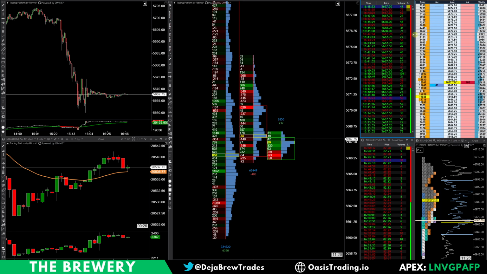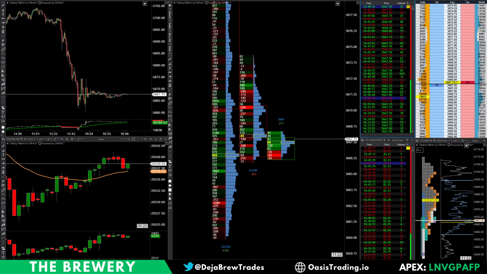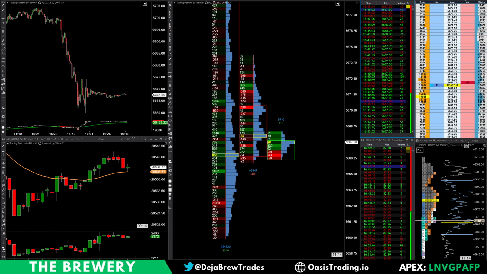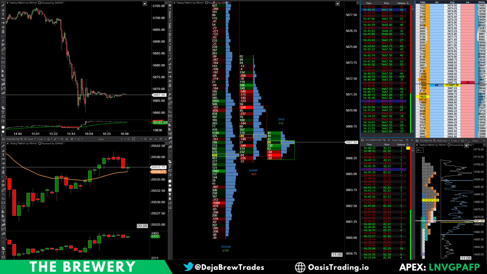Okay. Mainly, I'm only watching the tape and the DOM when I'm hovering over the buy and sell button. I've already made up my mind for the most part. I've already decided I want to trade this area. They just help me decide the exact level that I'm going to trade. Okay? And that's pretty much it.